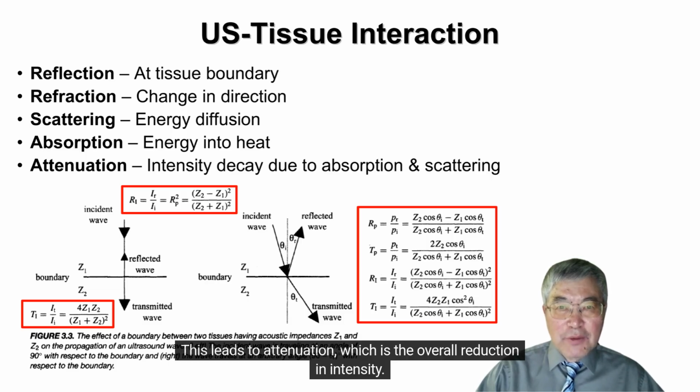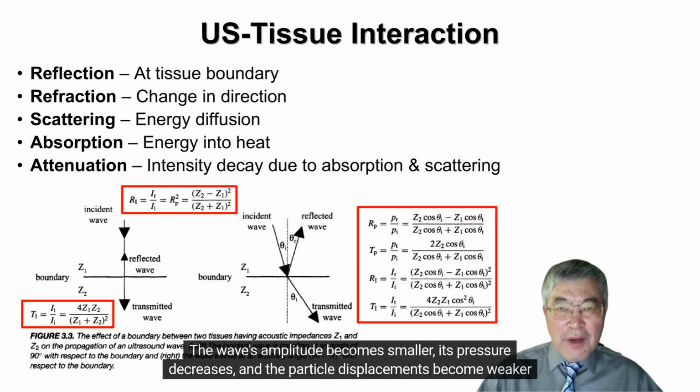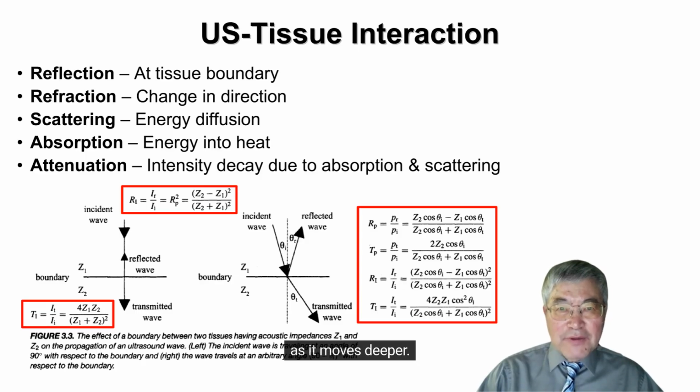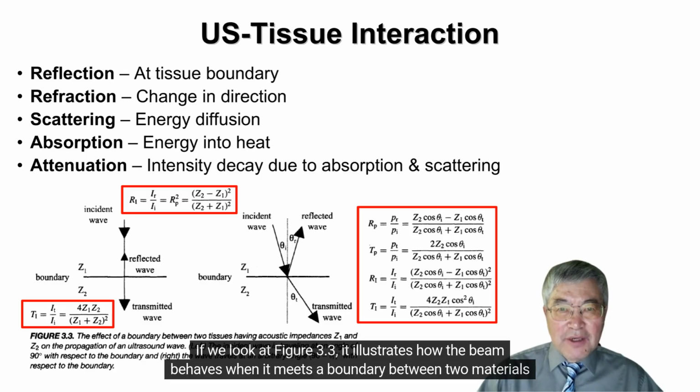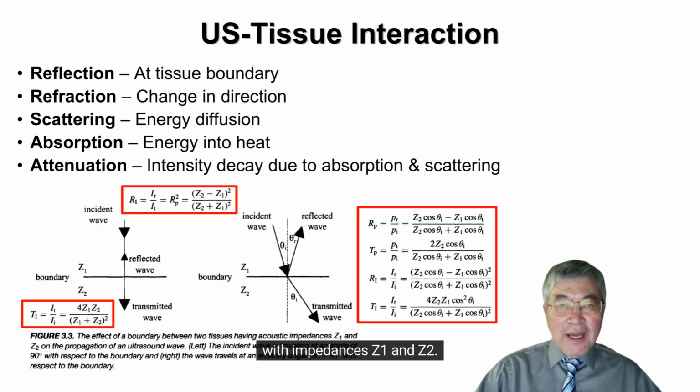This leads to attenuation, which is the overall reduction in intensity. Attenuation happens because energy is both absorbed and scattered away. The wave's amplitude becomes smaller, its pressure decreases, and the particle displacements become weaker as it moves deeper. If we look at figure 3.3, it illustrates how the beam behaves when it meets a boundary between two materials with impedances Z1 and Z2.